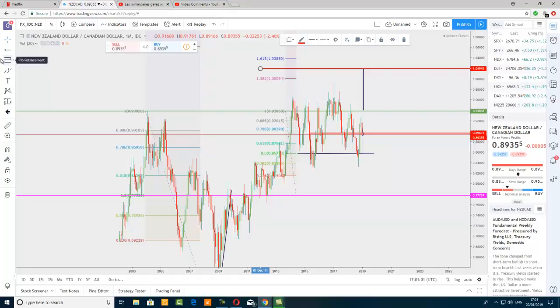Talking about New Zealand wave, technical trader explains the New Zealand Canadian wave structure on monthly chart.